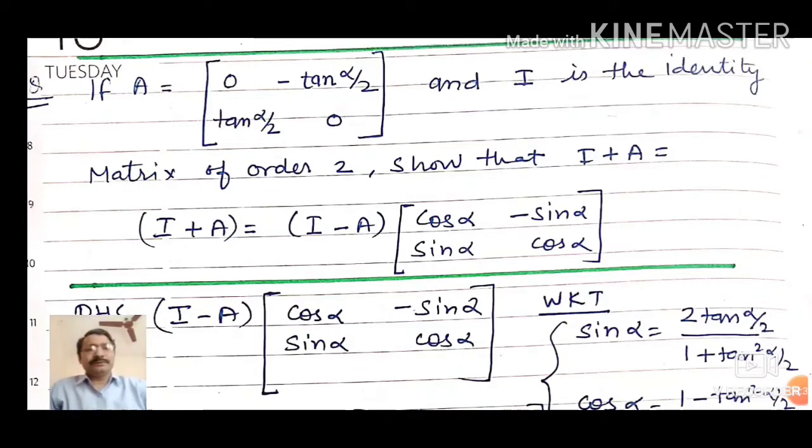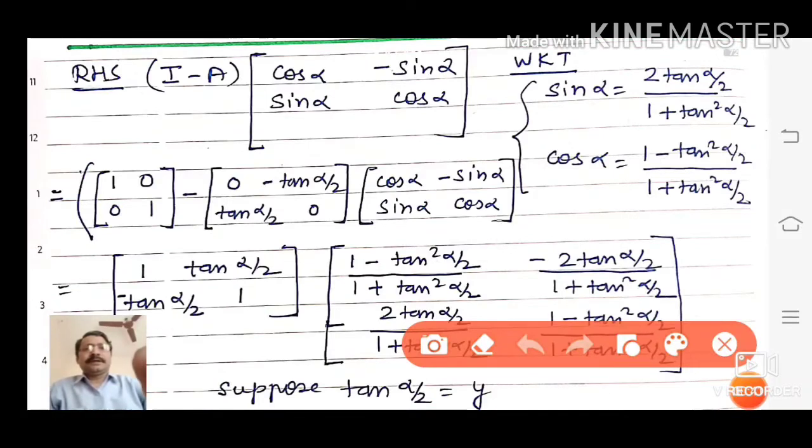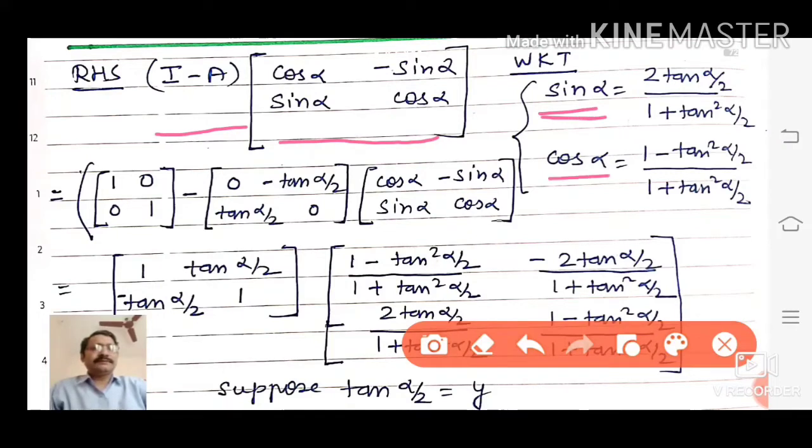How can we prove it? Look here, we have I minus A, and this matrix [cos alpha, minus sin alpha; sin alpha, cos alpha] is given to you. We know these two formulas for sin alpha and cos alpha. These two formulae you have to learn: sin alpha equals 2 tan alpha by 2 upon 1 plus tan square alpha by 2, and cos alpha is 1 minus tan square alpha by 2 upon 1 plus tan square alpha by 2. These values you have to learn for this question.